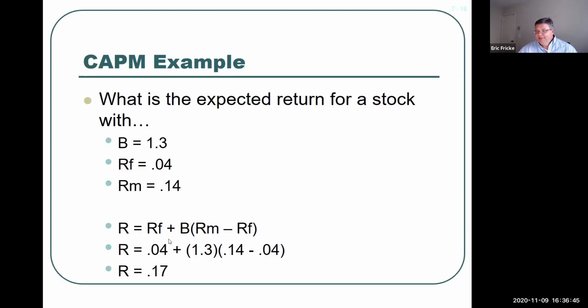And so here is the CAPM equation. Basically, it's just a matter of plug and play. We plug in the numbers for RF, for beta, and RM and RF, and we get an expected return of the stock of 0.17. I think you've got one of those on your homework for chapter 12.